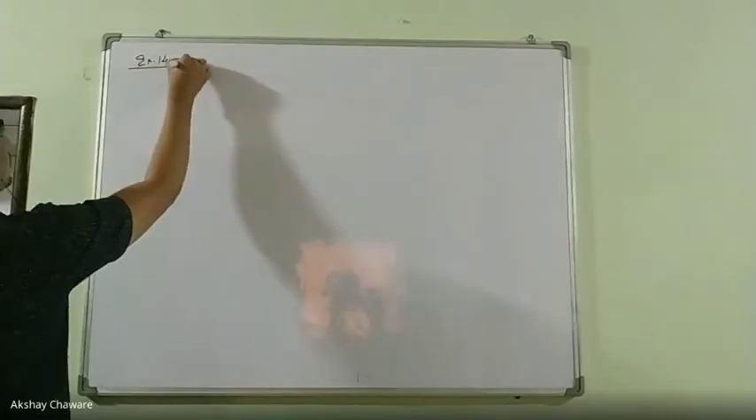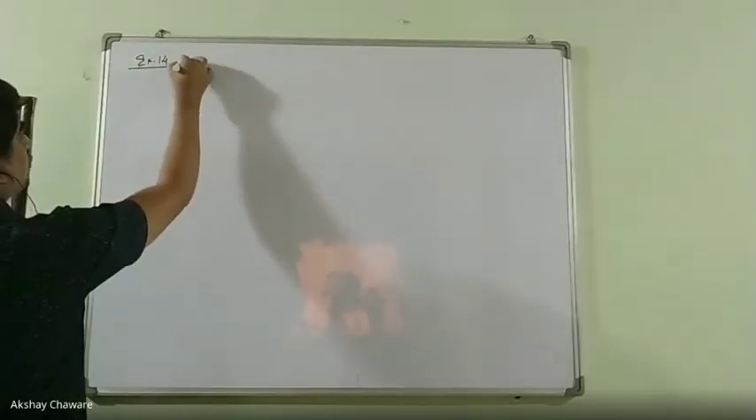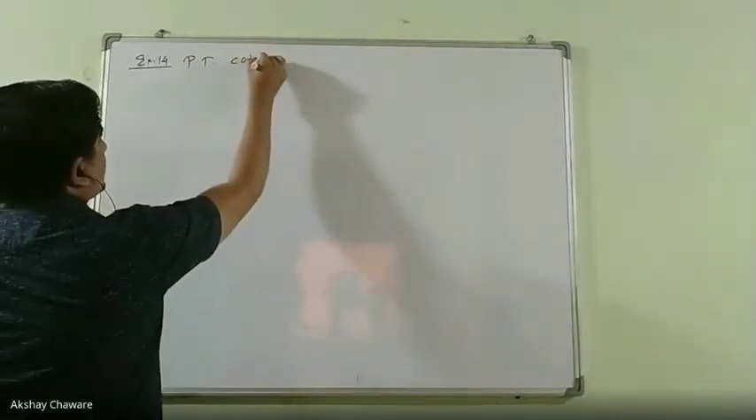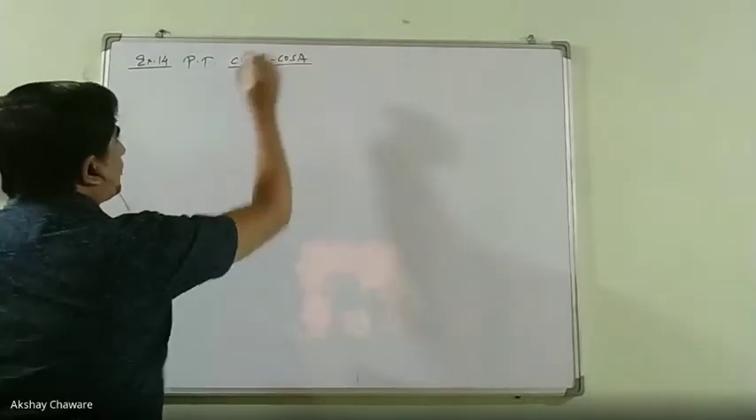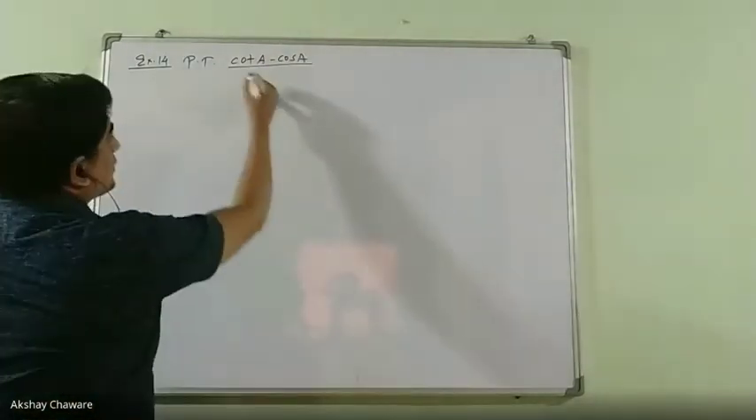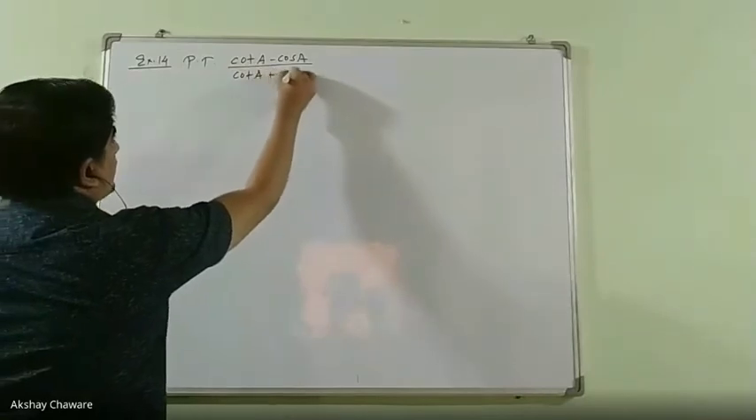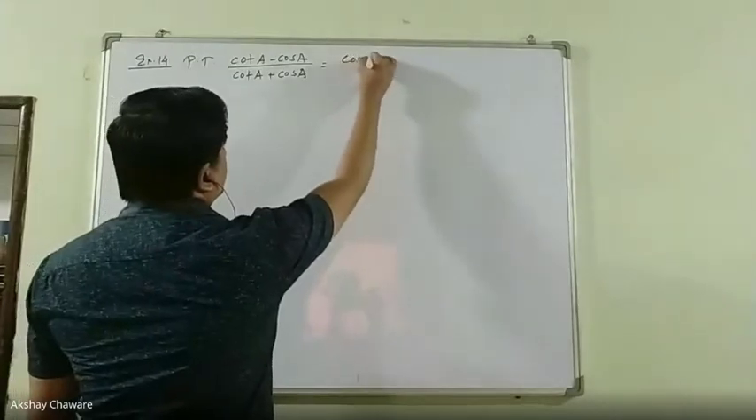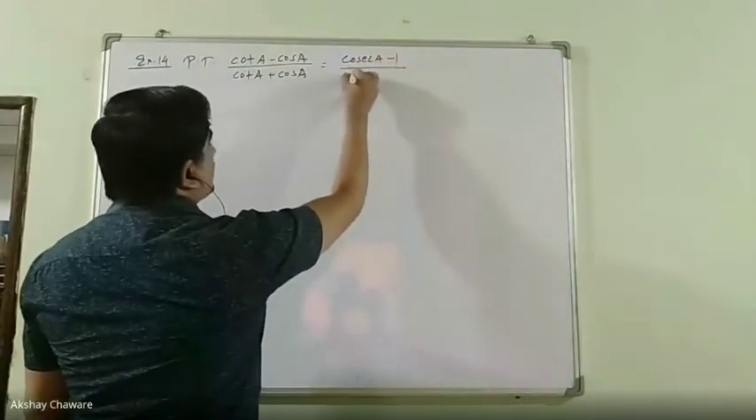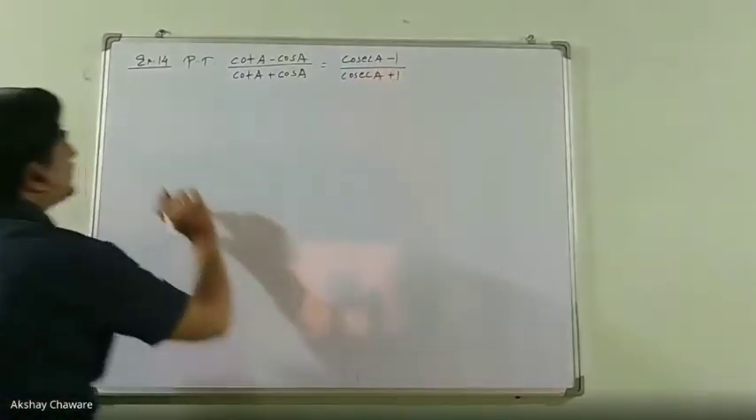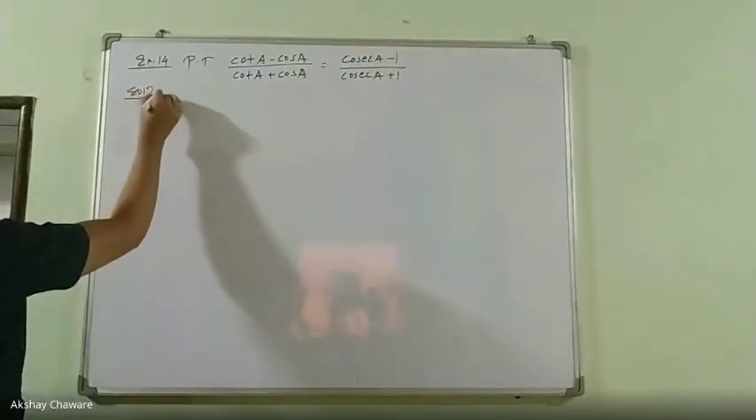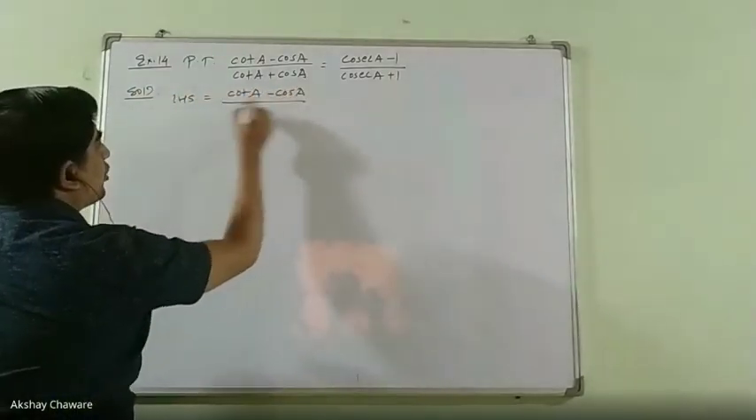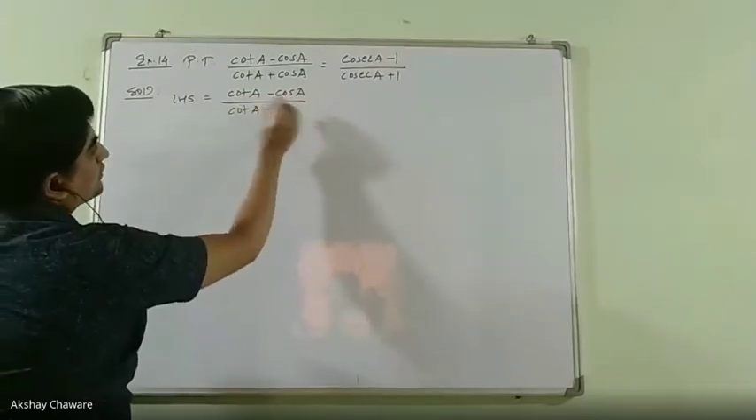Example number 14, solution. I will write the question: prove that (cot A minus cos A) upon (cot A plus cos A) is equal to (cosec A minus 1) upon (cosec A plus 1). Okay, now see the solution. Let's consider the LHS: (cot A minus cos A) upon (cot A plus cos A).